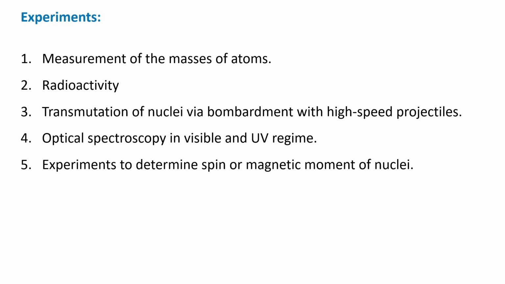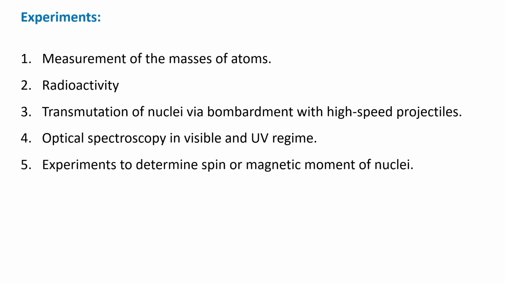There are a number of experiments that were done in the late 19th century and early 20th century, to be more precise. And so, these are measurement of the masses of atoms and obtaining them in the atomic unit, then their radioactivity, then transmutation of nuclei via bombardment with high speed projectiles, optical spectroscopy in the visible and in the ultraviolet regime, and there are experiments to determine the spin or the magnetic moment of the nuclei. So, these were some of the experiments, and there are more, the list is not exhaustive.